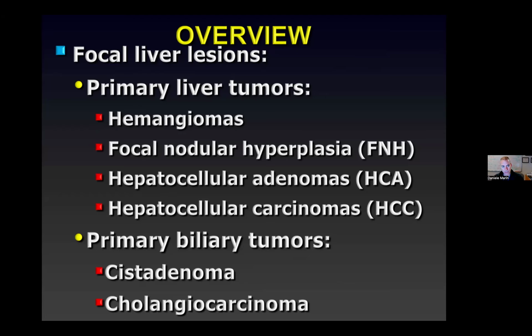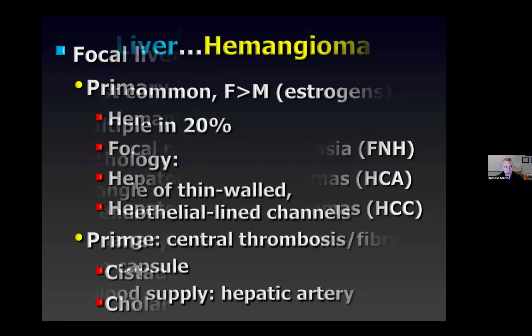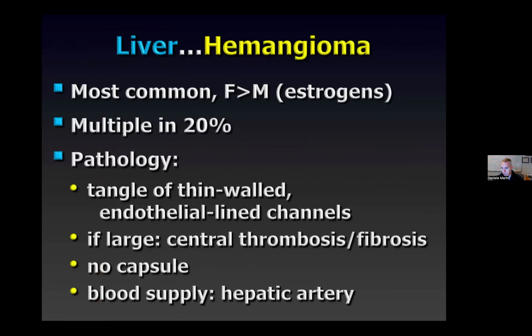So the goal for today is basically to review the imaging appearance of benign and malignant focal liver lesions, including primary liver tumors and primary biliary tumors. So let's start with the benign focal liver lesions, because I think it's important to be able to recognize and confidently diagnose a benign focal liver lesion in order to differentiate them from more malignant or concerning lesions. The first one I would like to address is liver hemangioma.